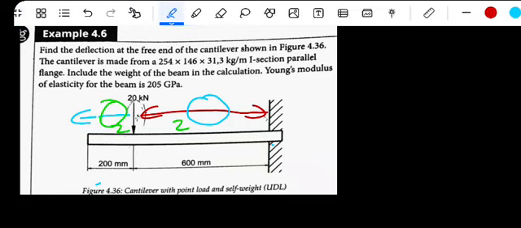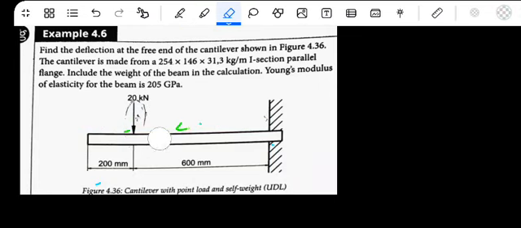So all right, we have the point load. One thing is amazing. If you are given this, it says parallel flange. Include the weight of the beam in the calculation. Young's modulus of elasticity is given. Now we say to you include the weight of the beam.